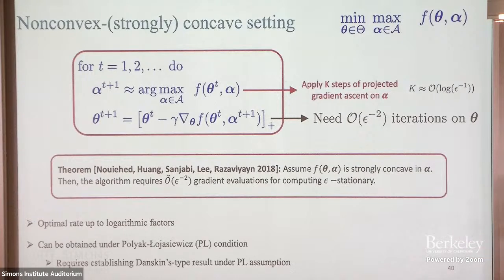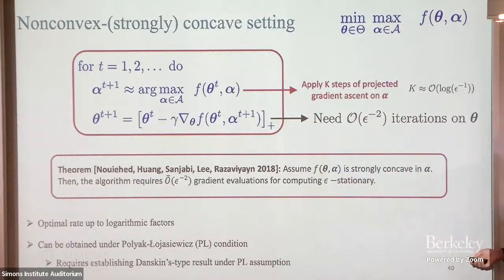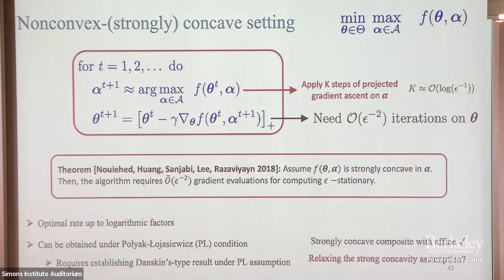And it's up to logarithmic factor optimal. You can generalize this also to PL cases. So you need to establish Donsker's type result for PL under PL assumptions, but you can do that. So that tells you that if your F is also not strongly concave in alpha, but strongly concave composite with affine, you still can get the risk rate.